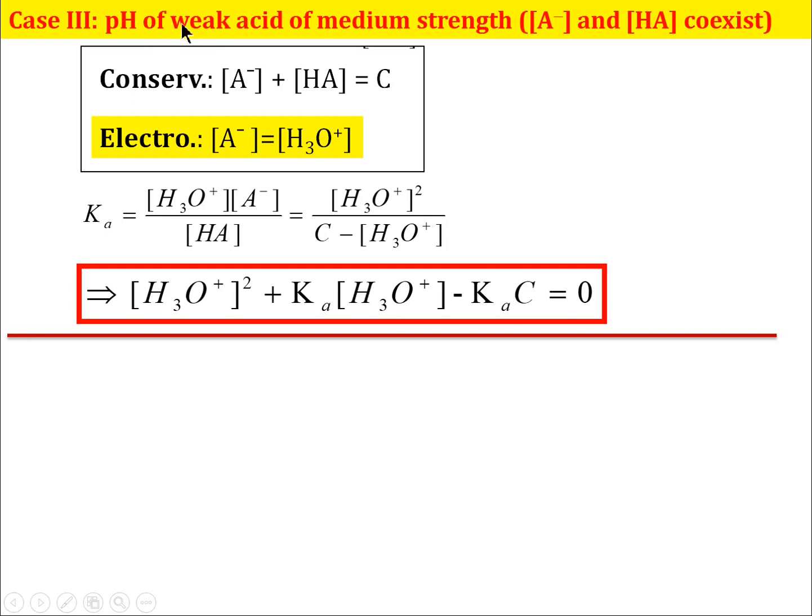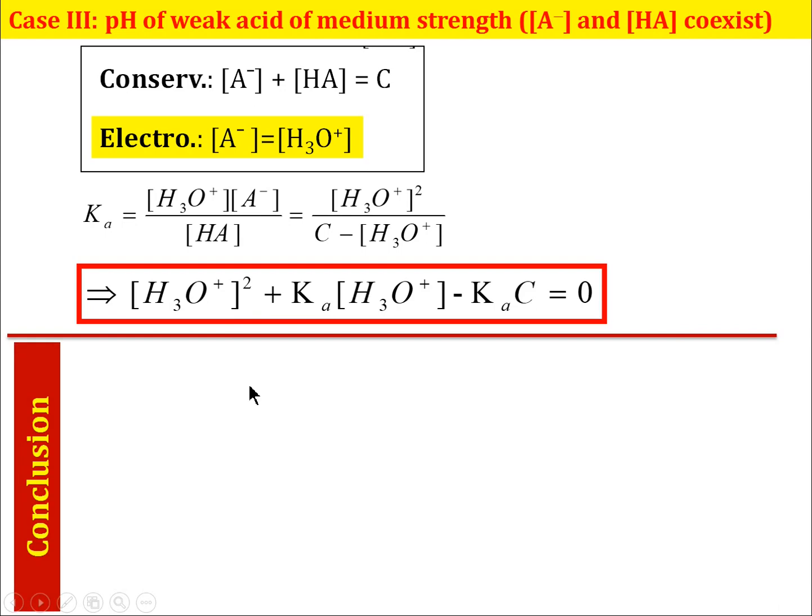So to calculate the pH of a weak acid of medium strength, we have to solve this second degree equation to calculate the concentration of H3O plus in solution acceptable by this relation, then apply pH equals minus log H3O plus in solution. So as a conclusion, we have three cases and we have three domains of concentrations.